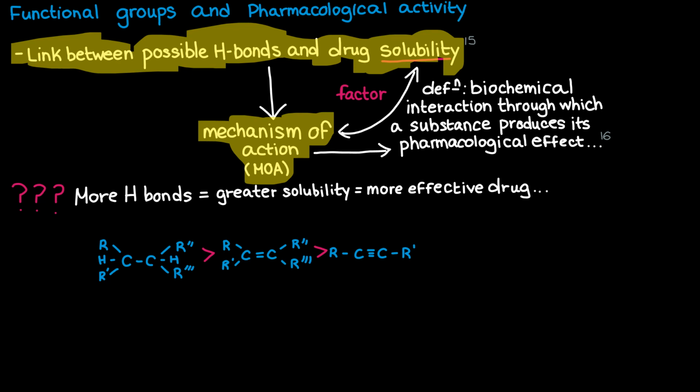So, solubility is a factor that influences the mechanism of action. What does this mean? More hydrogen bonds in a molecule, or a greater possibility of hydrogens to bond to a carbon, means greater solubility and a more effective drug. So in this case, it will mean alkanes are more soluble than alkenes, which are more soluble than alkynes.